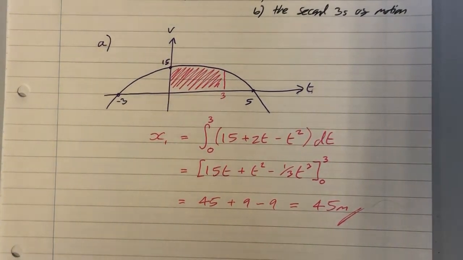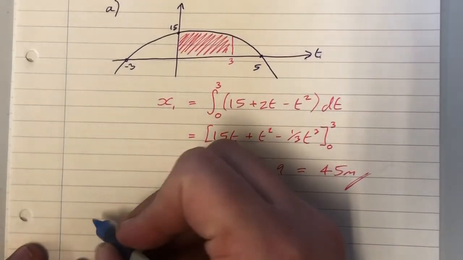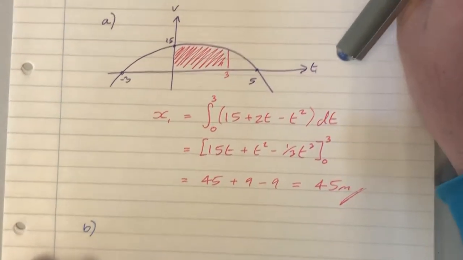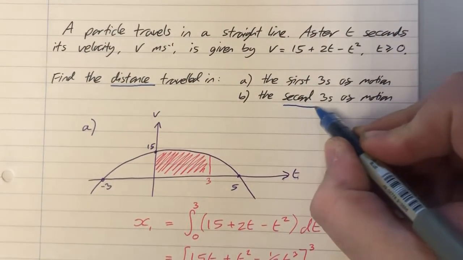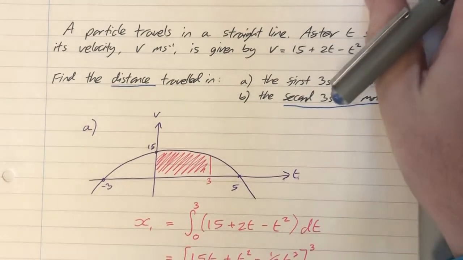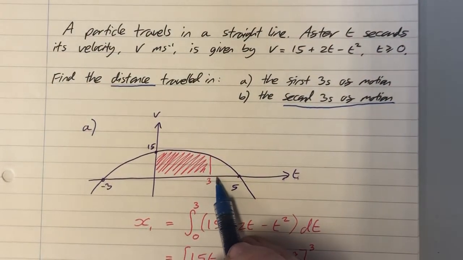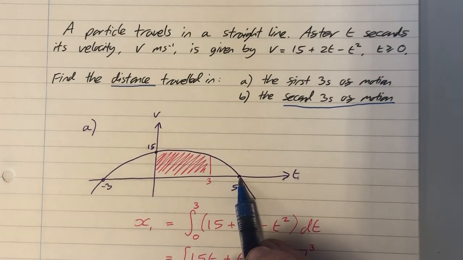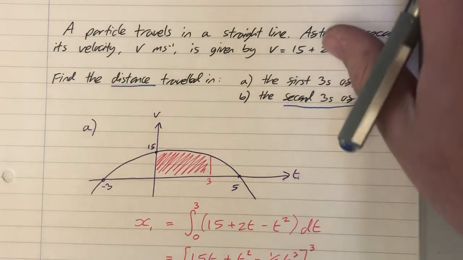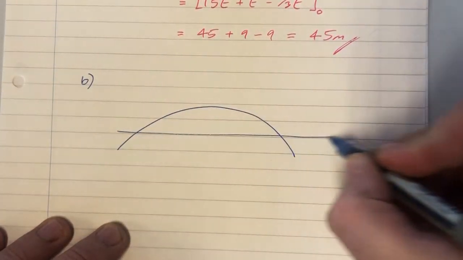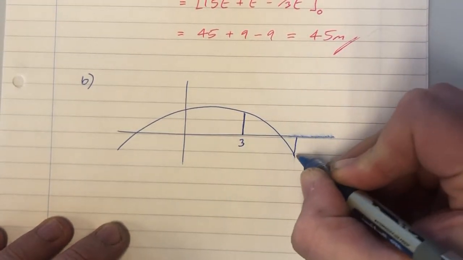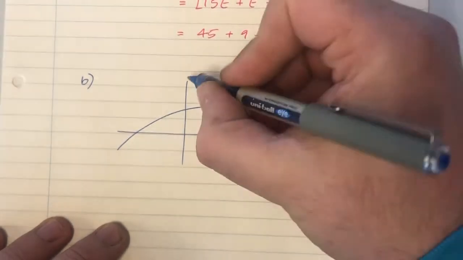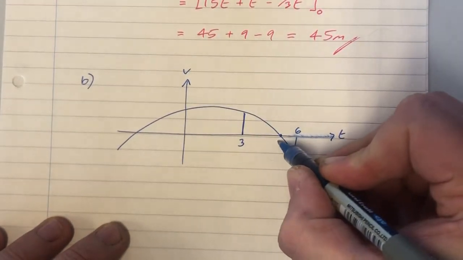For part B, I need to be a little bit careful, because the question has asked for the distance travelled in the second 3 seconds of motion. The issue with that is that in the second 3 seconds of motion, the velocity goes to 0 and then becomes negative. So I'm going to draw the sketch again. I'm now looking at my second 3 seconds. That's between seconds 3 and 6. There's my time axis, there's my velocity axis, and it's got a root there at 5.